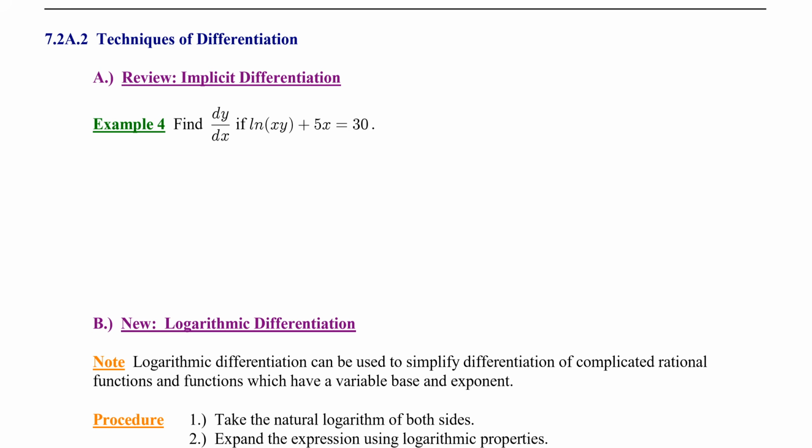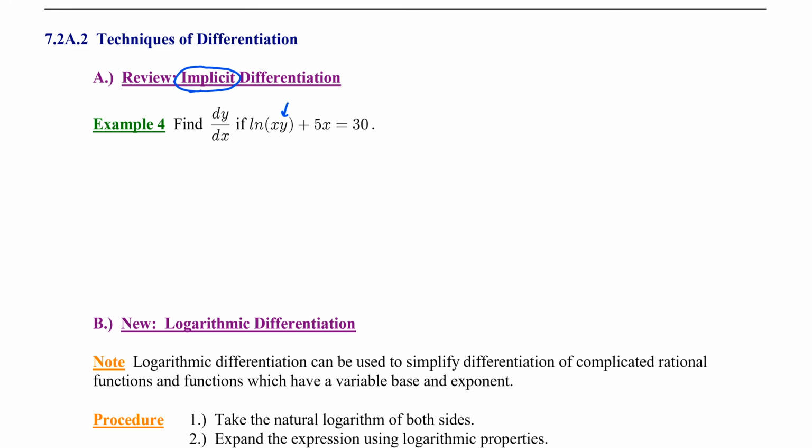For example, find the derivative of y with respect to x if natural log of xy plus 5x equals 30. Now, the reason we apply implicit differentiation is because we're dealing with an implicit function. An implicit function contains both x's and y's mixed up together, potentially on both sides of the equation. Whereas an explicit function has y isolated on one side and a clear function of x, or an expression involving x alone, on the other side.